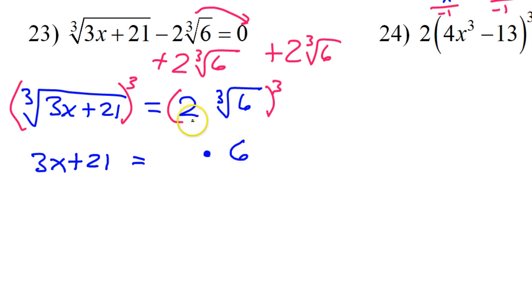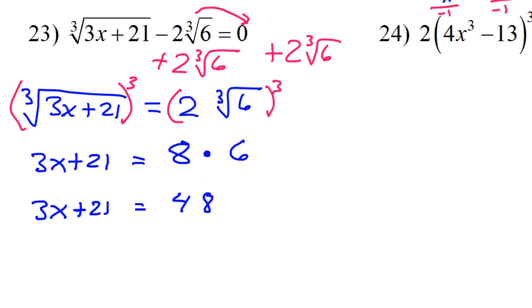But what about the 2? You're also cubing the 2, and 2 to the third power is 8. So a common mistake is to leave this as a 2, but that would be wrong. We're cubing all of it. So we have 8 times 6. So this becomes 3x plus 21 is equal to 48.